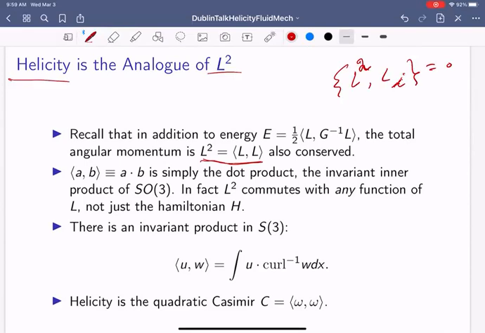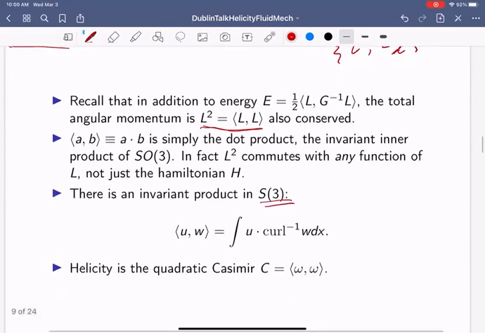Now, the reason why L squared commutes with L, with the angular momentum, is that the dot product in ordinary vector calculus is, of course, invariant under rotations. The rotation Lie algebra has an invariant inner product, and L squared is simply a consequence of it. So there must be, therefore, an underlying inner product on the Lie algebra of vector fields which are incompressible. And that inner product must be the thing that determines helicity. Helicity is the quadratic form associated with that inner product.